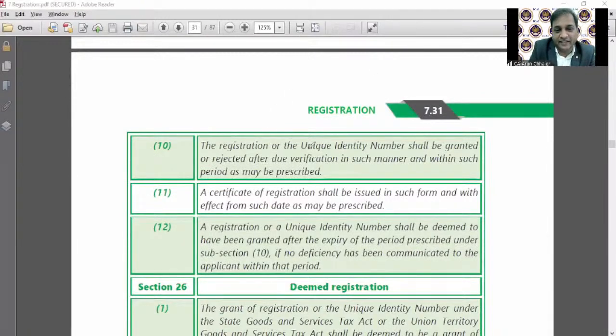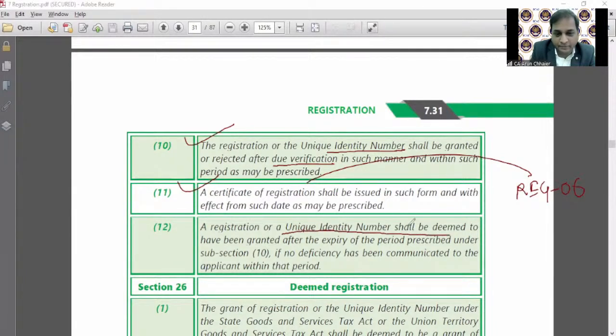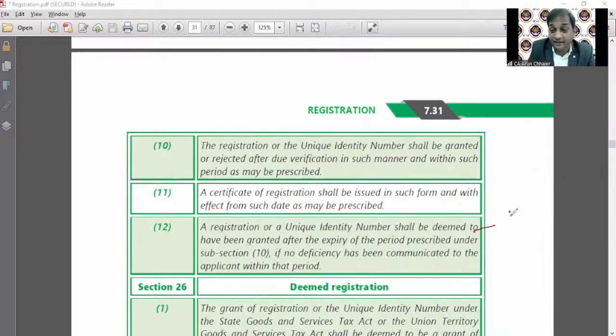So 25(10): UIN shall be granted or rejected after due verification. The certificate of registration will be granted in REG-06. Registration or UIN shall be deemed to have been granted. Yes. Now, an important one: deemed registration.